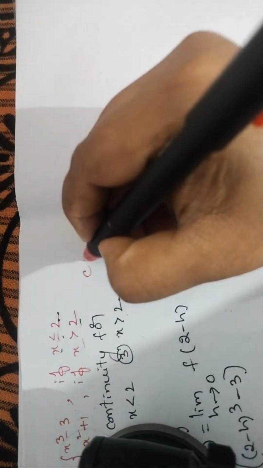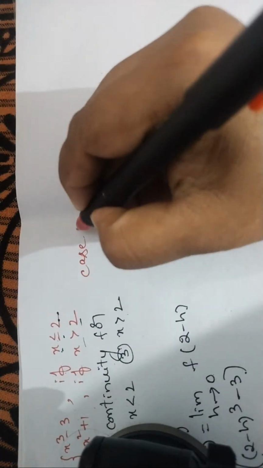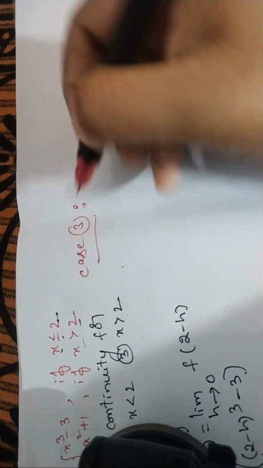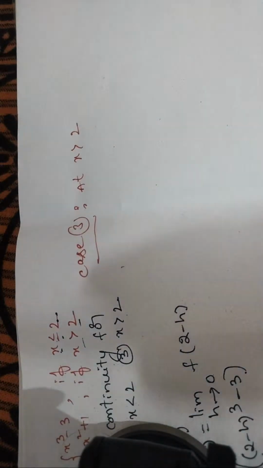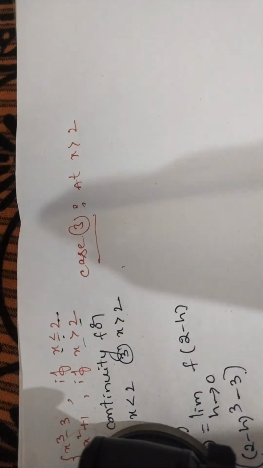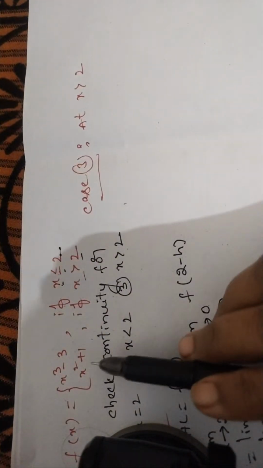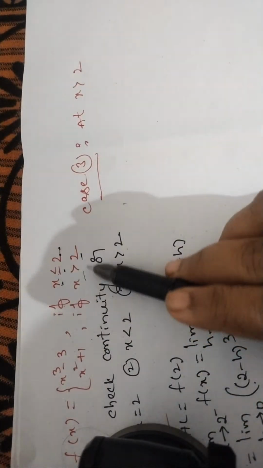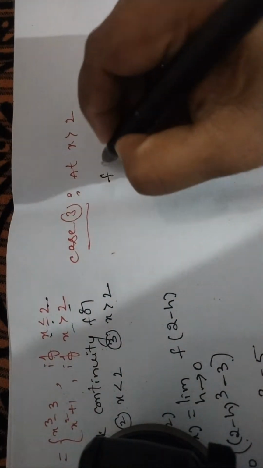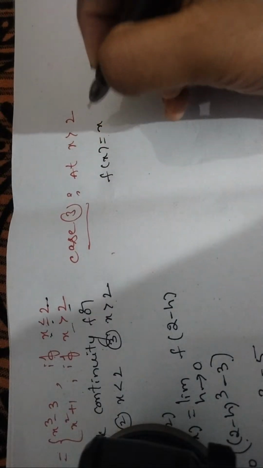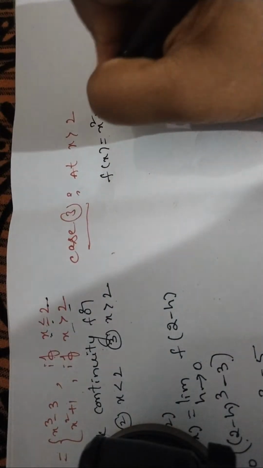Case 3. What is case 3? At x greater than 2. So, when x is greater than 2, the function is x square plus 1. We will write here f of x is equal to x square plus 1.